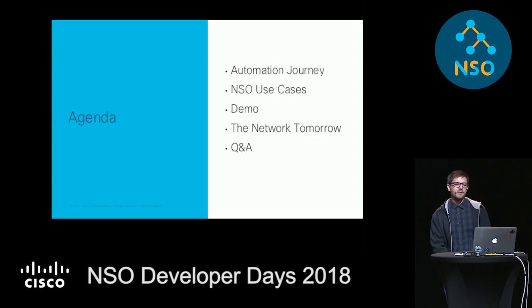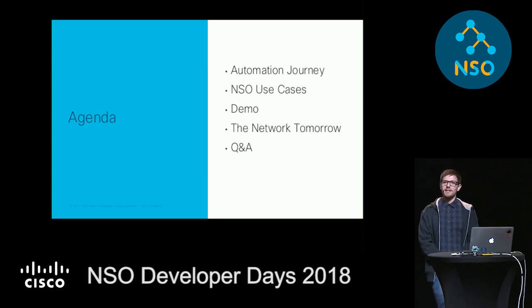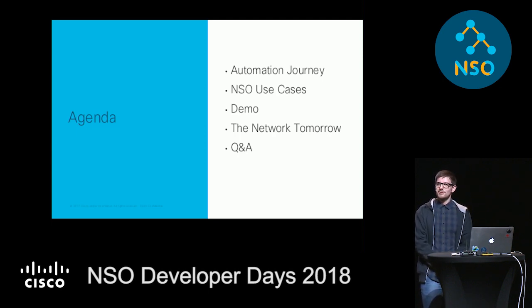So a quick agenda. We're going to go through the automation journey, how we as an organization went through, how we adjusted, how we got to a stage where we're using NSO quite continuously throughout what we do. We're going to talk about the NSO use cases that we have, some of the things that we actually have in production. A quick demo, the network tomorrow, so what we see as how we're going to be using this whole orchestration automation lifecycle, and some questions as well.